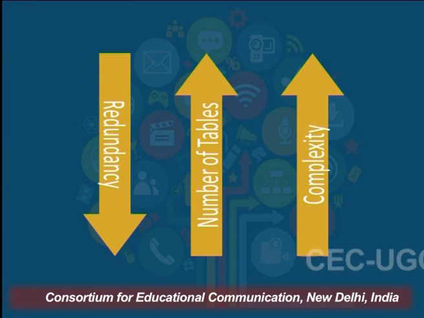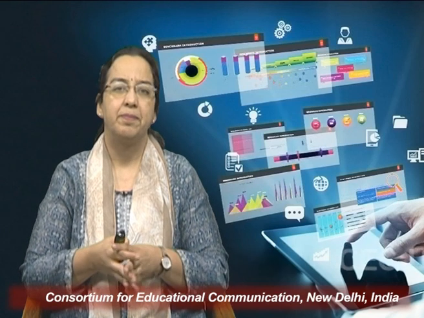We can say the redundancy is going to be reduced if we are going with normalization. So when we go with normalization, redundancy will be reduced, the number of tables because of the splitting of large tables is going to be increased, and complexity, yes, we can say we are actually increasing the complexity.